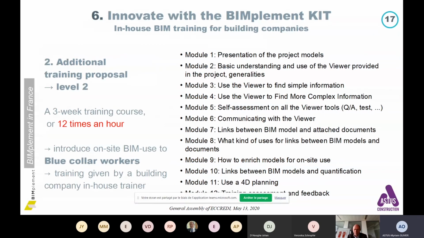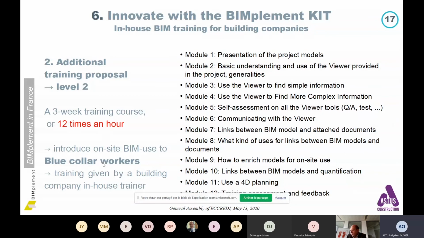As I said just before, the training is 1 day for the manager plus 1 day for manager and site operator. And I know it's not that easy for manager and operator to be stuck for a whole day to attend a training session. So we imagined this training program here also to get to level 2, which is in fact 12 times an hour and centered for blue collar worker, for operators.